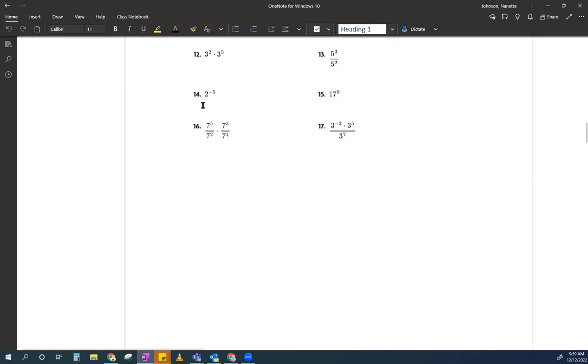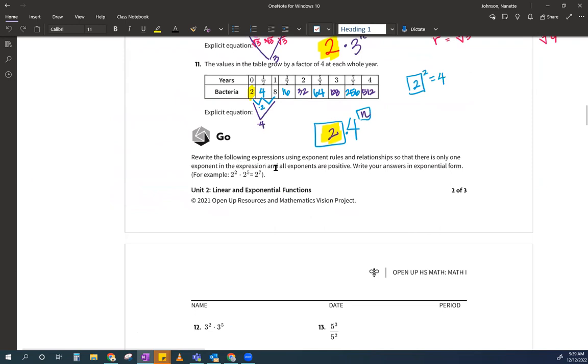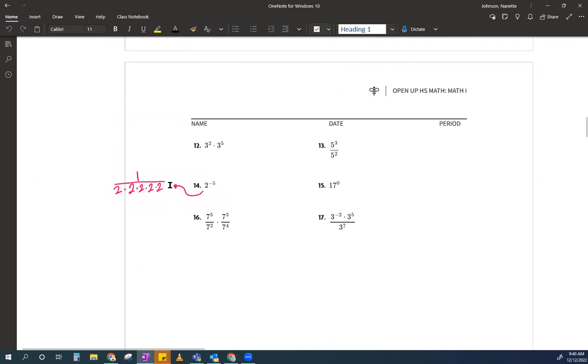So here, if I wanted to rewrite 2 to the negative 5th, it looks like this. Instead of multiplying 2 times 2 times 2 times 2 times 2, I'm putting that in the denominator and we're dividing by it. So that's what that actually means. So what were the directions? Rewrite the following expressions using exponent rules and relationships, so there is only one exponent in the expression and all exponents are positive. Rewrite your answer in exponential form. So they just wanted us to rewrite this using a positive exponent.